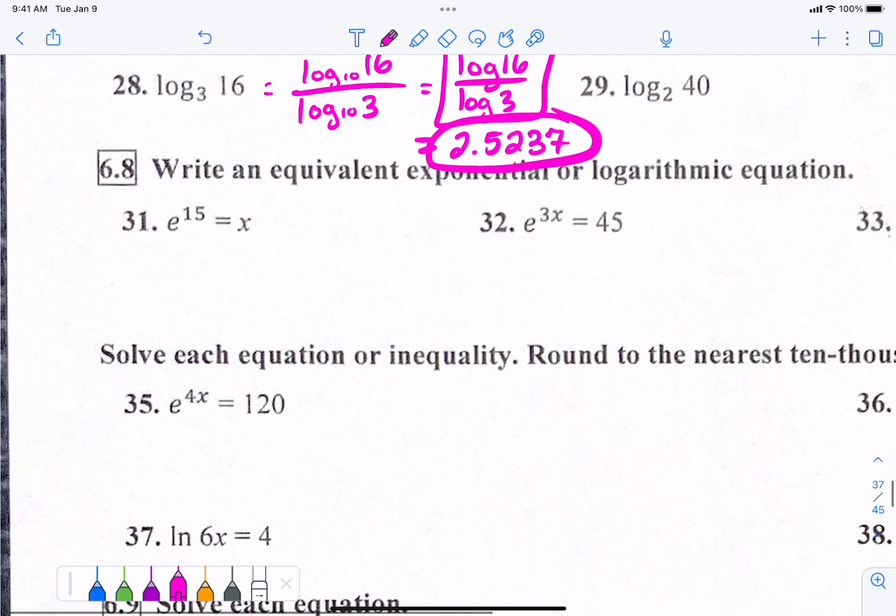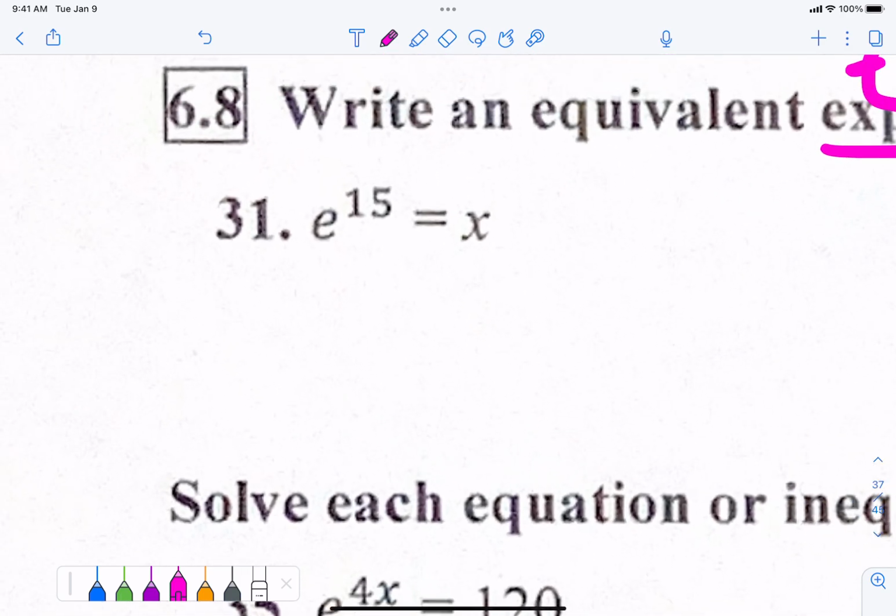Okay, this one says basically if it's an exponential function, you rewrite it as a log. If it's a log function, you rewrite it as an exponent. Okay, now here's the deal. 31 is e to the x equals 15. Is that an exponential function or a log function? This is an exponential function. It has an exponent, right? So we want to rewrite it as a log function.